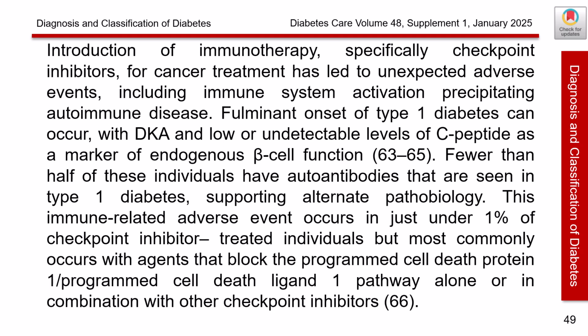Introduction of immunotherapy, specifically checkpoint inhibitors, for cancer treatment has led to unexpected adverse events, including immune system activation precipitating autoimmune disease. Fulminant onset of type 1 diabetes can occur with diabetic ketoacidosis and low or undetectable levels of C-peptide as a marker of endogenous beta cell function. Fewer than half of these individuals have autoantibodies that are seen in type 1 diabetes, supporting alternate pathobiology.